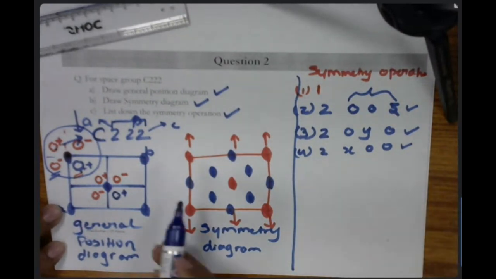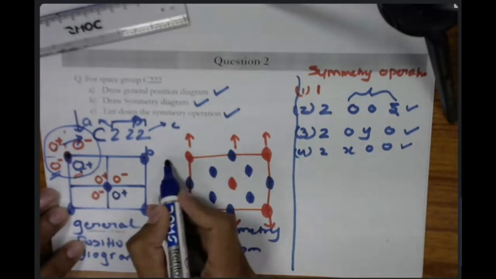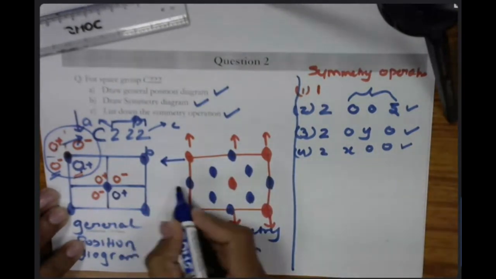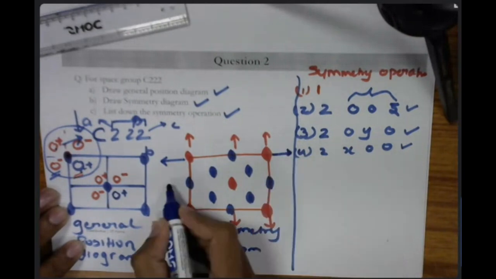Now let me add this also, that there is a twofold which is along the y-axis. There is a twofold over here.